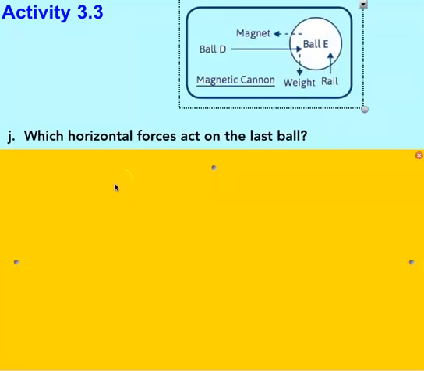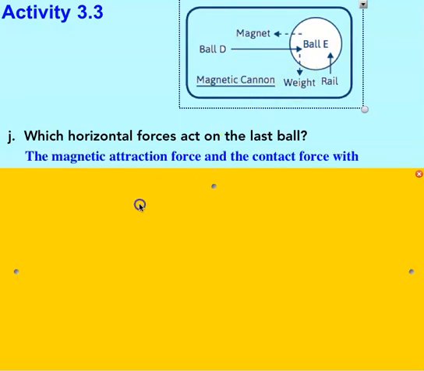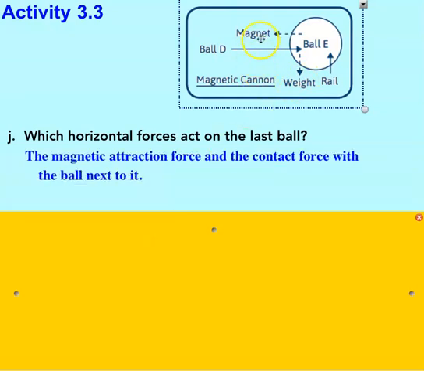So, which horizontal forces act on the last ball? Well, we have the magnet pulling back on it. We've got ball D pushing on ball E. Remember, this is as it starts to move. We've got the weight pulling it down. We've got the rail or the table pushing up. So the horizontal forces are going to be the magnet pulling it back and ball D.